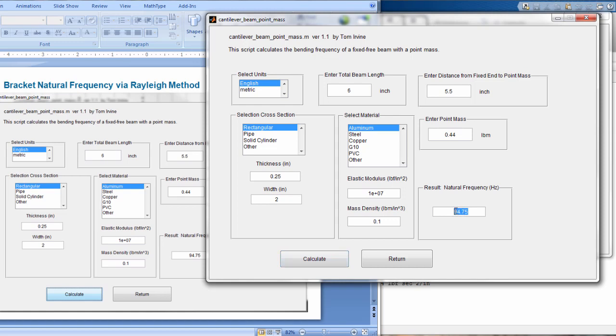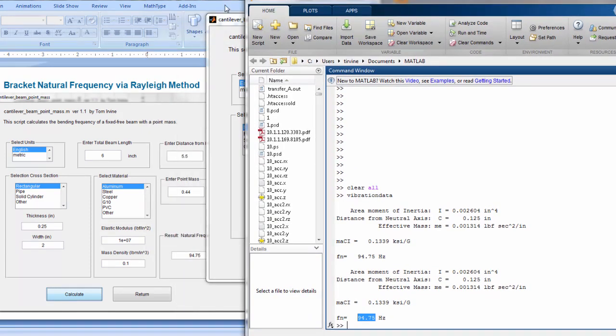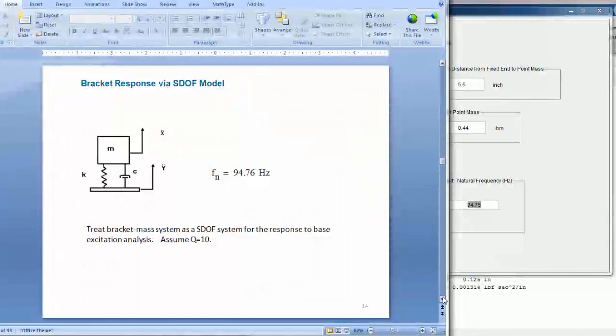So our natural frequency via this Rayleigh calculation is 94.75 hertz. So that's the spring mass frequency there. Here's the same frequency in the command window. Okay, so what are we going to do next? Here's our spring mass system representing the bracket with its power supply. And again, we're going to assume Q is equal to 10 and with base excitation.